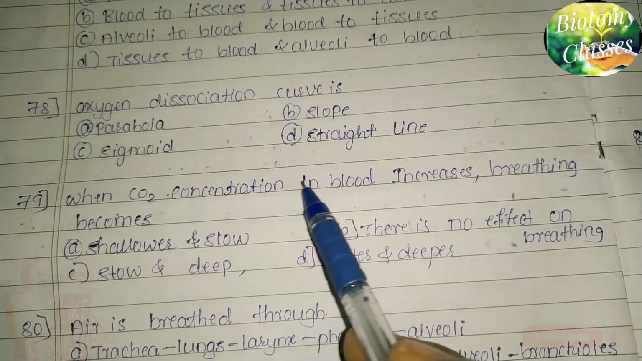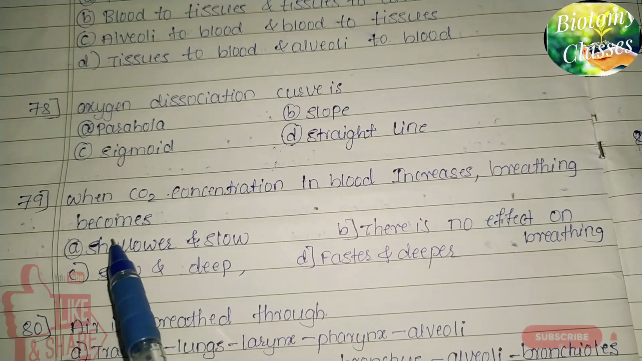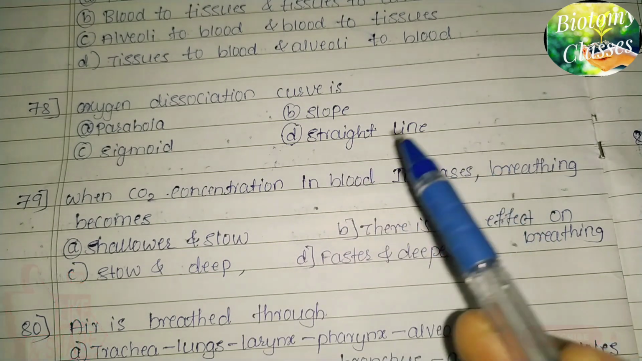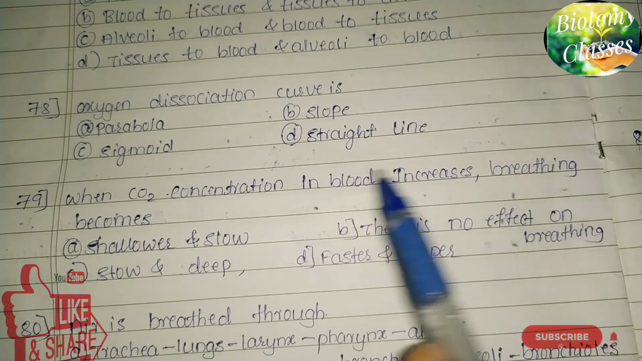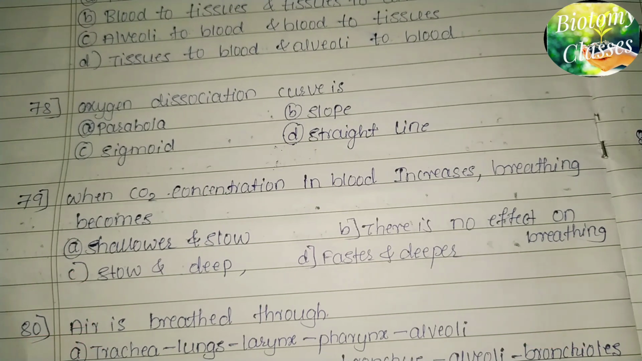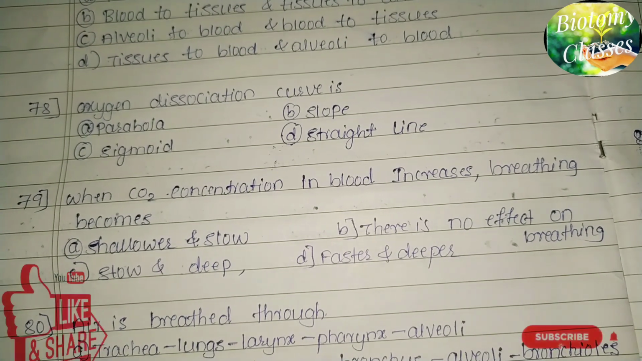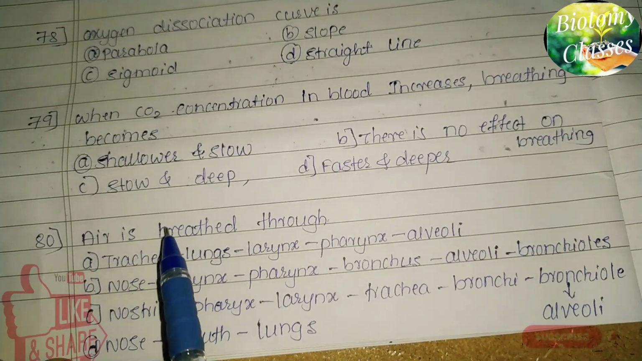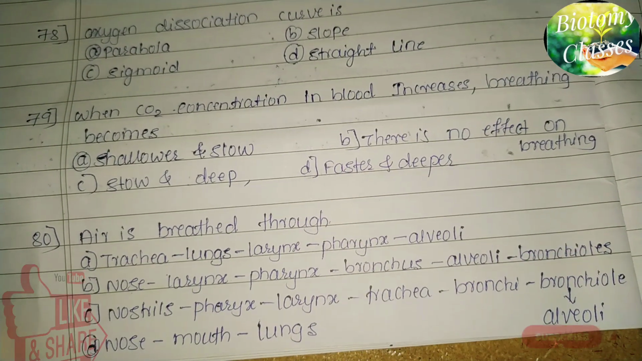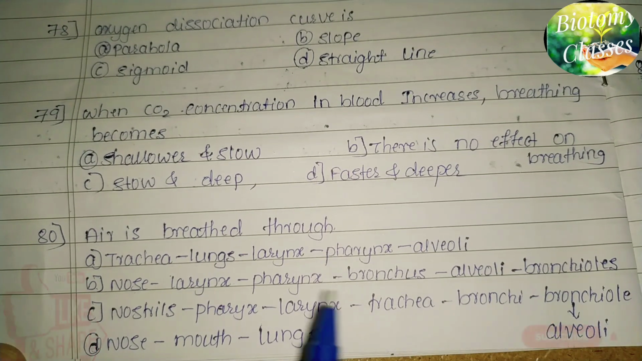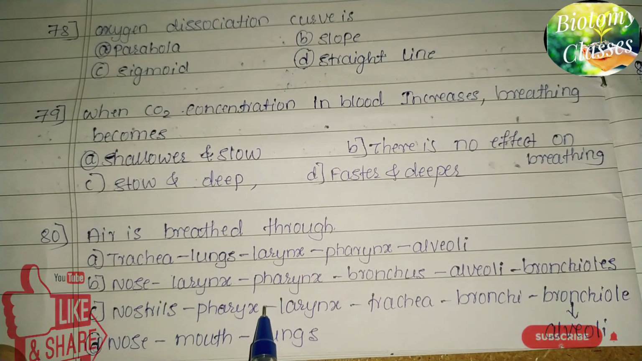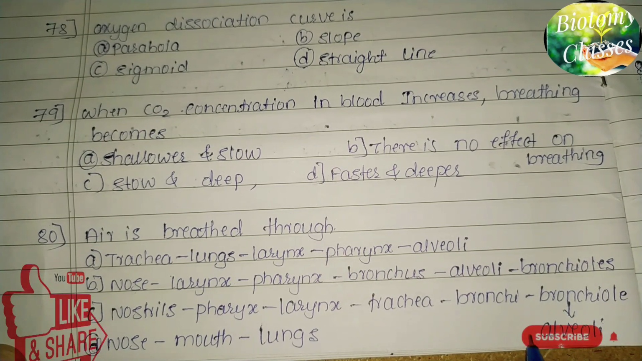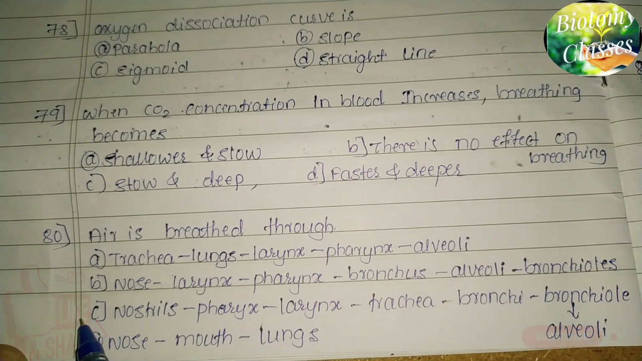79 question. When CO2 concentration in blood increases, breathing becomes faster and deeper. D is the right answer. Air is breathed through nostrils, pharynx, larynx, trachea, bronchi, bronchioles, then finally alveoli. So C is the right answer.